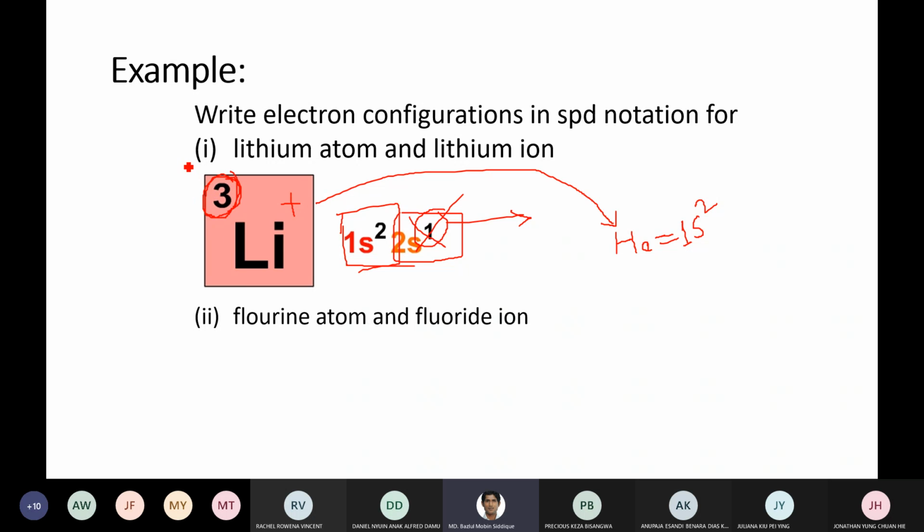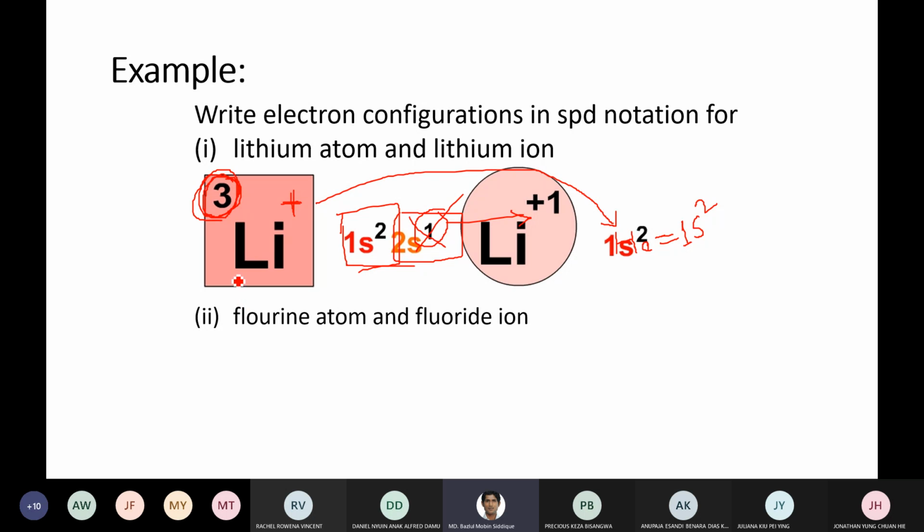Still there are 3 protons here, but there are 2 electrons. So it is positively charged, and is shown in this way, with a positive 1 charge. So lithium has now attained the electronic configuration of helium.